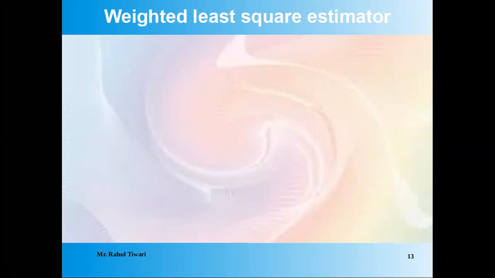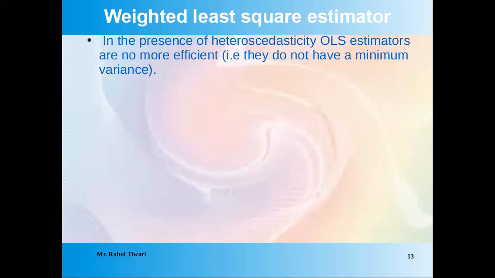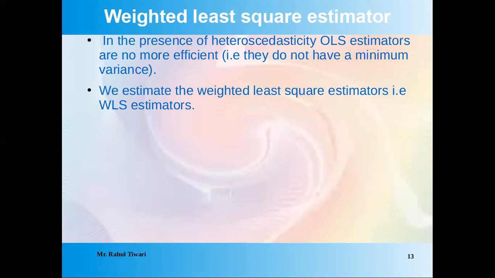But for that purpose, we have the WLS model, weighted least square estimators, and if you do a little transformation in that weighted least square estimator, one may apply the regression model. So how does weighted least square work? In the presence of heteroscedasticity, OLS estimators are no more efficient; they don't have the minimum variance. So if they don't have the minimum variance, you may not apply ANOVA, right? So we estimate the weighted least square estimator, that is the WLS estimator.